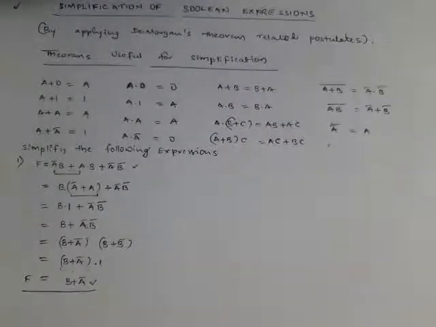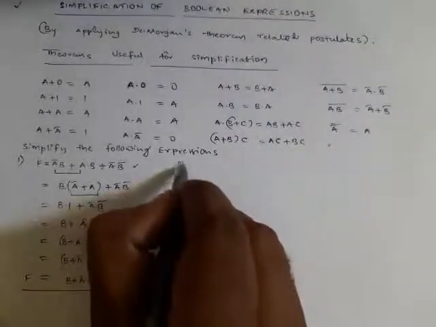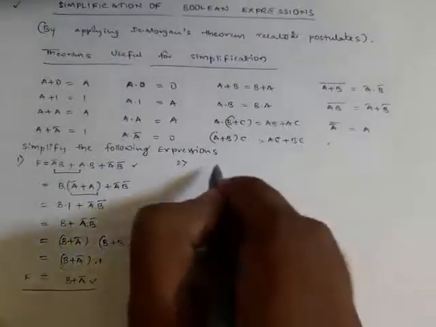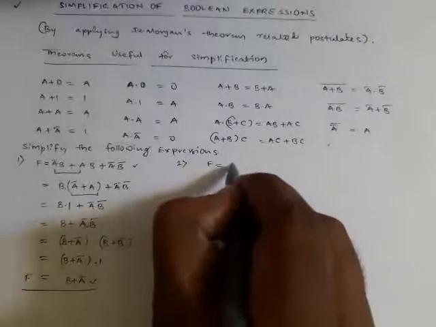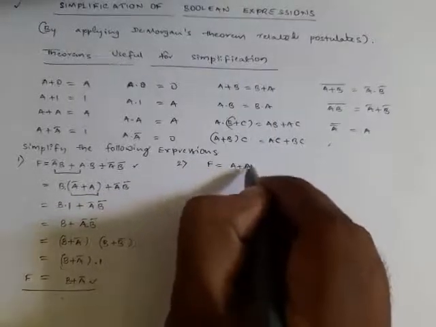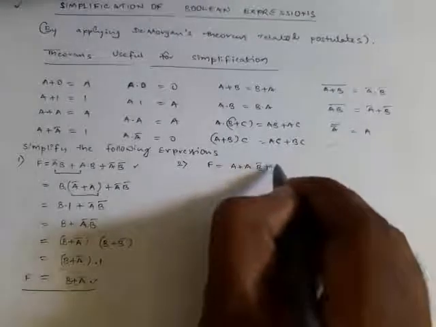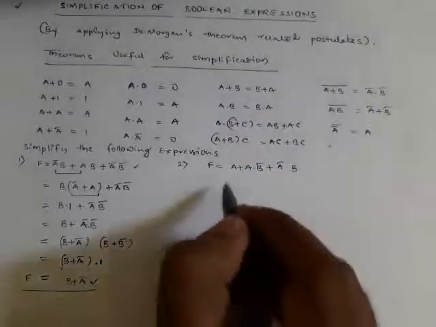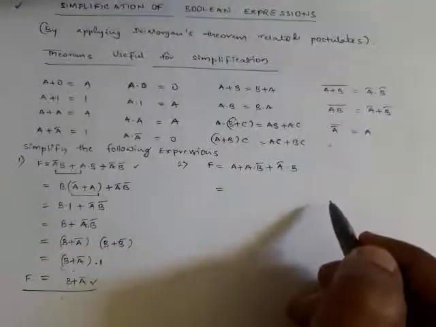So we look at more of the examples. Example number 2. Here, simplify the expression f equals a plus a dot b bar plus a bar dot b, and you can proceed in a number of ways how this can be simplified.